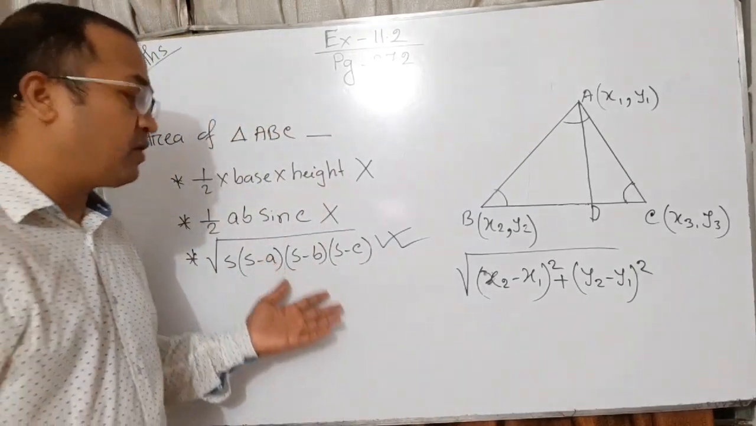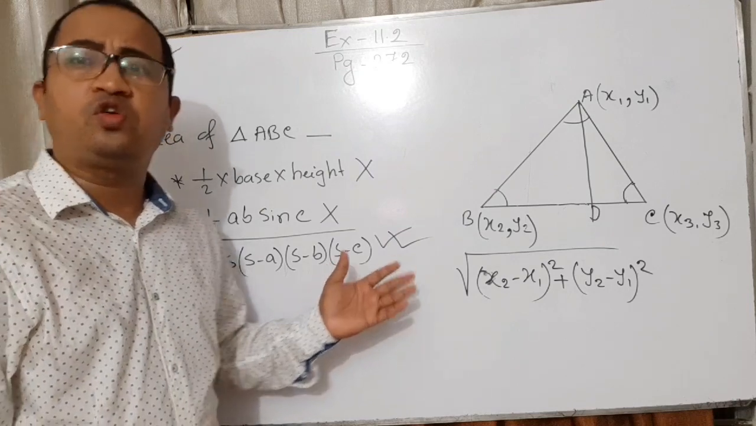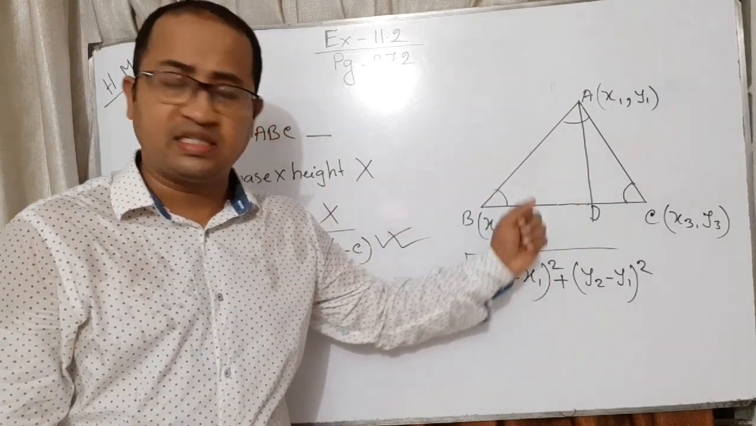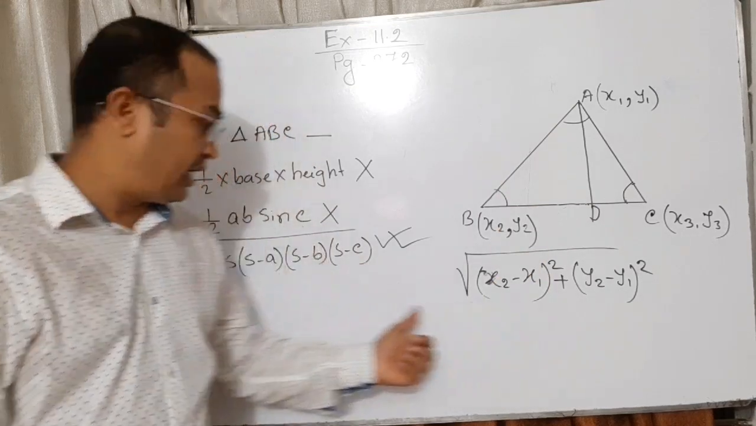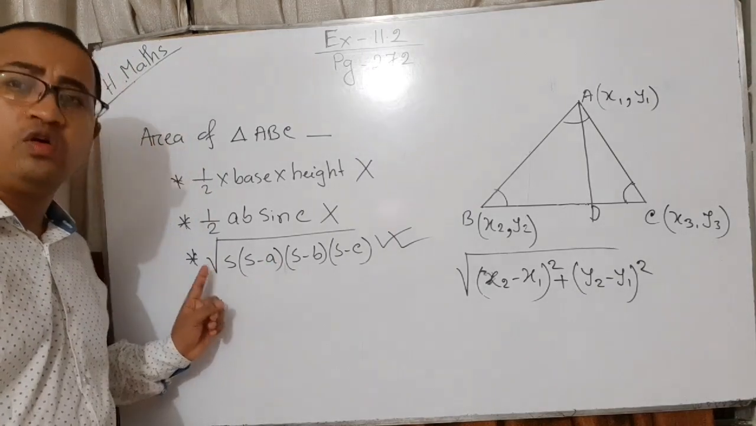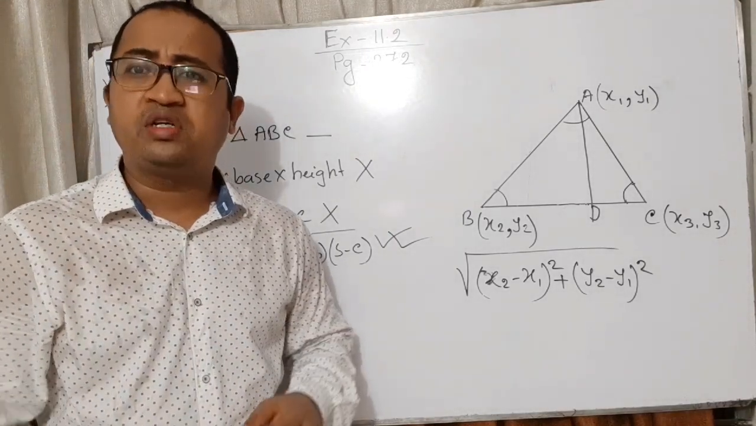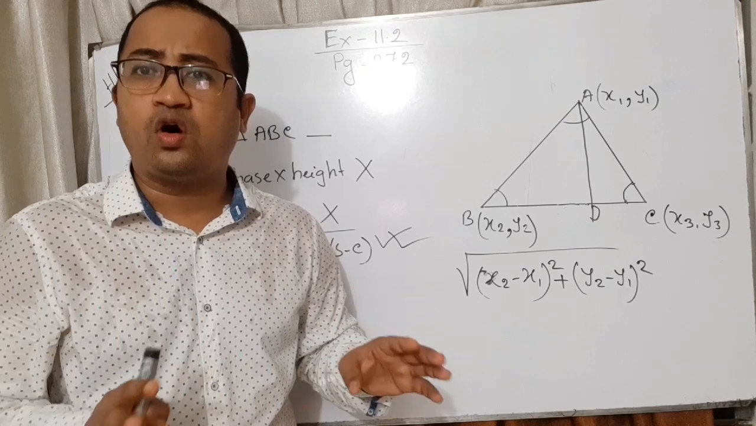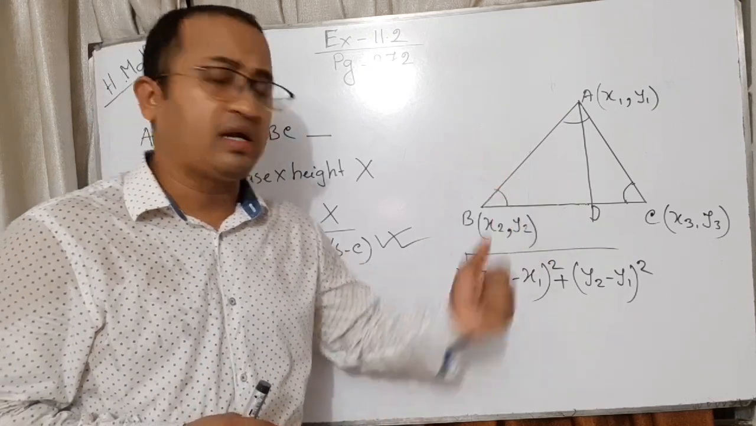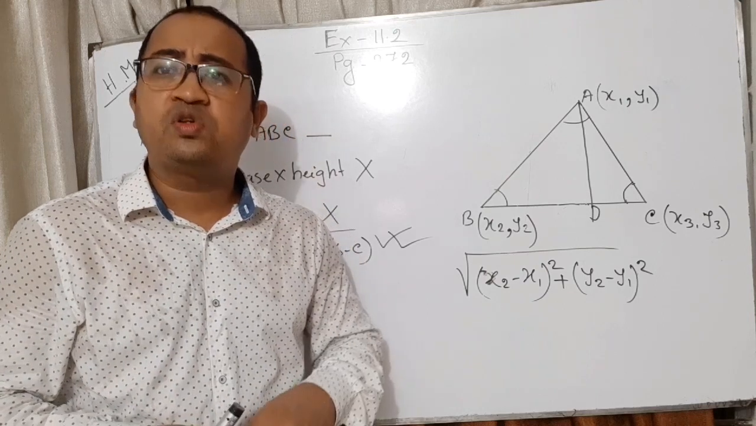But look, if you use this formula, you need so many calculations. At first, you should find out the length of three sides by using this formula. Then you should subtract, then again multiply, then again take the square root. So it is so long. If you use this formula to find out the area of this triangle ABC, it will be so long.